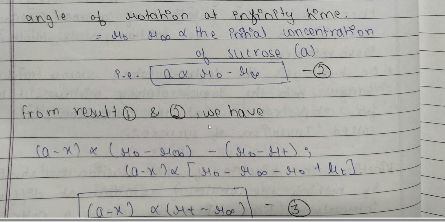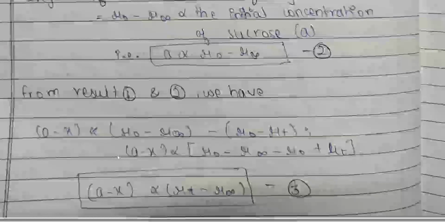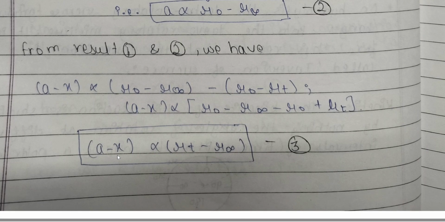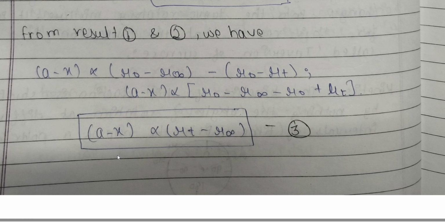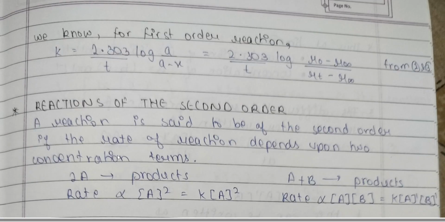Equation 2. From results 1 and 2 we have A minus X is directly proportional to R naught minus R infinity minus R naught minus Rt. So A minus X is directly proportional to Rt minus R infinity. We know that for a first order reaction, K is equal to 2.303 by t log A upon A minus X, which is equal to 2.303 by t log R naught minus R infinity upon Rt minus R infinity, from 2 and 3.